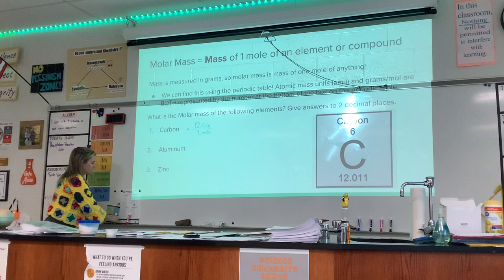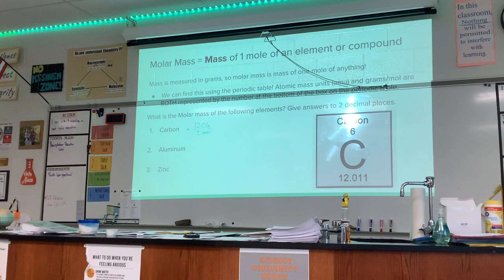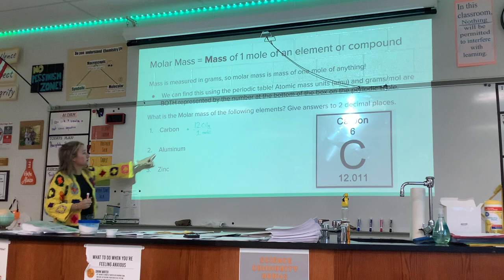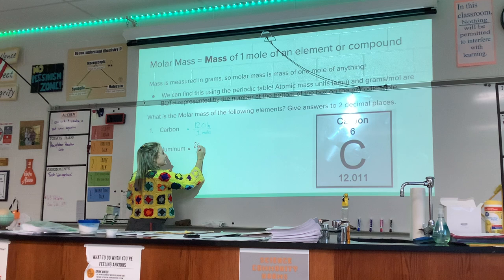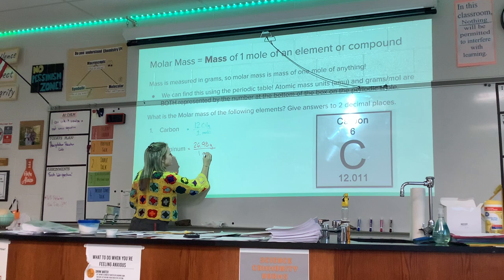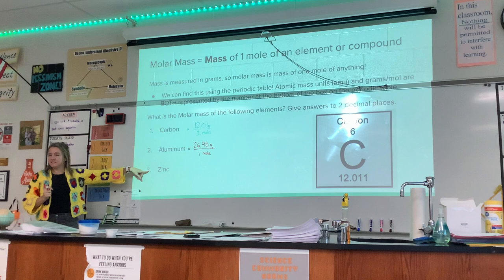If you want to draw a little arrow to remind you that it just came from here. I think your periodic table's already rounded, but we'll round all of ours to two decimals. We'll just use our standard rounding as we do this math. Okay, so aluminum, find aluminum on your periodic table and put your finger on it. Aluminum's molar mass would be 26.98 grams in every one mole. Hopefully easy. Do zinc by yourself real quick.